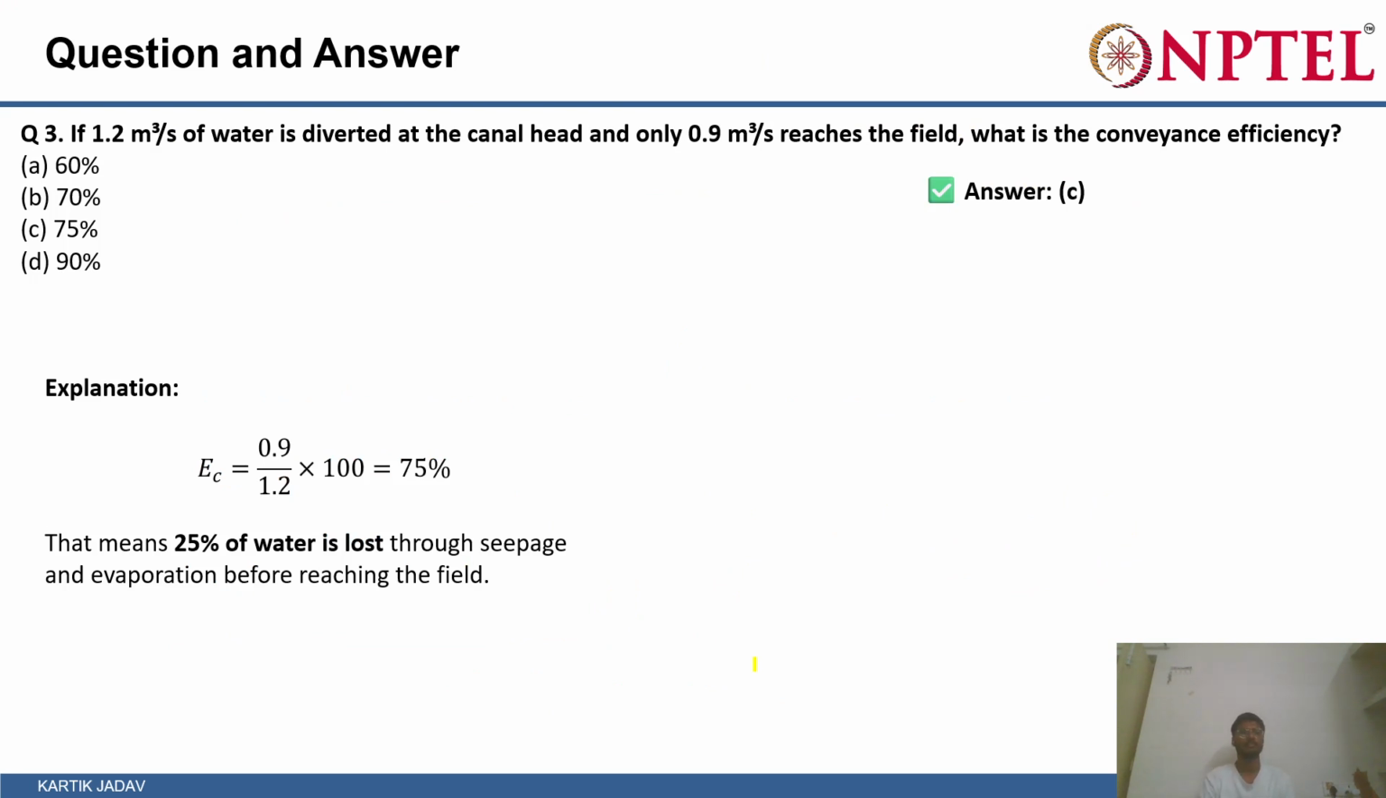Now next question. If 1.2 meter cube per second of water is diverted at the canal head and only 0.9 meter cube per second is delivered, what is the conveyance efficiency? You know that conveyance efficiency is the ratio of the water delivered to the water diverted, multiplied by 100. So your answer is 75.